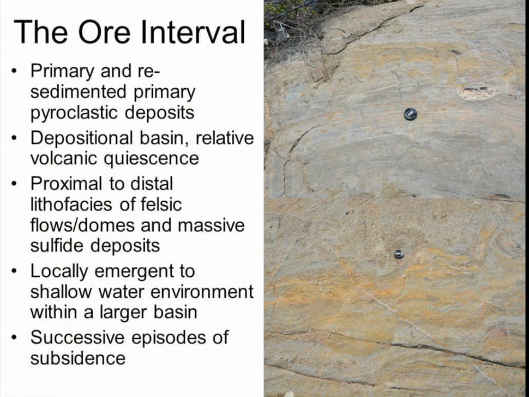So just a few images to kind of give you an idea of what this ore interval looks like in the field. As I mentioned, it consists of primary and resedimented primary pyroclastic deposits, and it is a depositional basin. So in order to form these VMS deposits, there has to be an interval of relative volcanic quiescence. So we can't really have much explosive volcanism going on because it doesn't provide a conducive environment to actually accumulate these sulfides at the seafloor or subseafloor. We see both proximal and distal lithofacies of the felsic domes associated with mineralization, as well as the sulfide deposits.